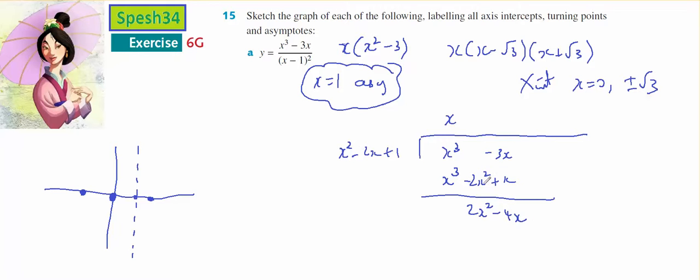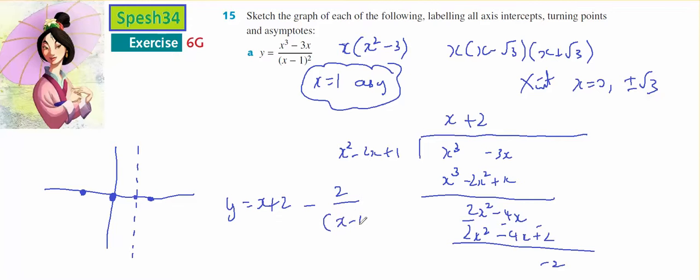X squared goes into 2x squared plus 2 times. That goes into that 2x squared. 2 times that is minus 4x. 2 times 1 is plus 2. Subtract the second one from the first, and negative 2 is my remainder. So this is the same as y equals x plus 2 minus 2 over x minus 1 squared. So in effect I have the addition of a linear x plus 2 and a truncus minus 2 over x minus 1 squared.